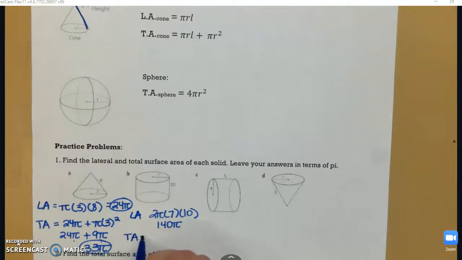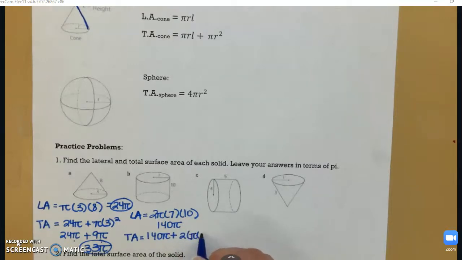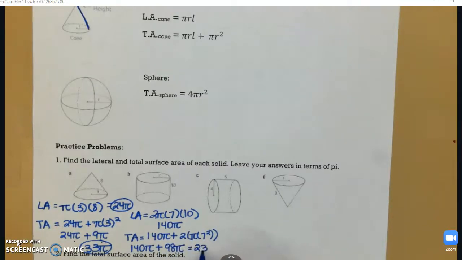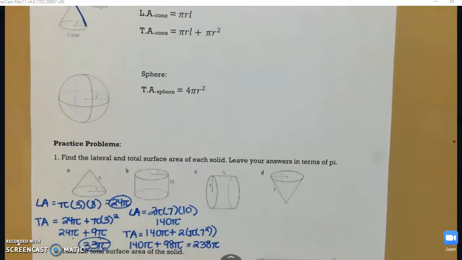And then our total surface area is going to be that lateral area plus, I've got two circular bases, and their areas are pi r squared, and again, r is 7 for this problem. So I've got 140 pi plus 7 squared gives me 49, times 2 is 98. So my total surface area is 238 pi for our cylinder.